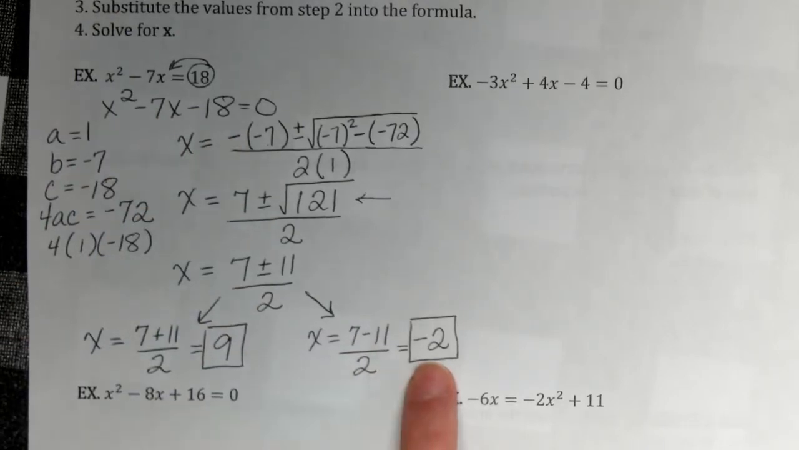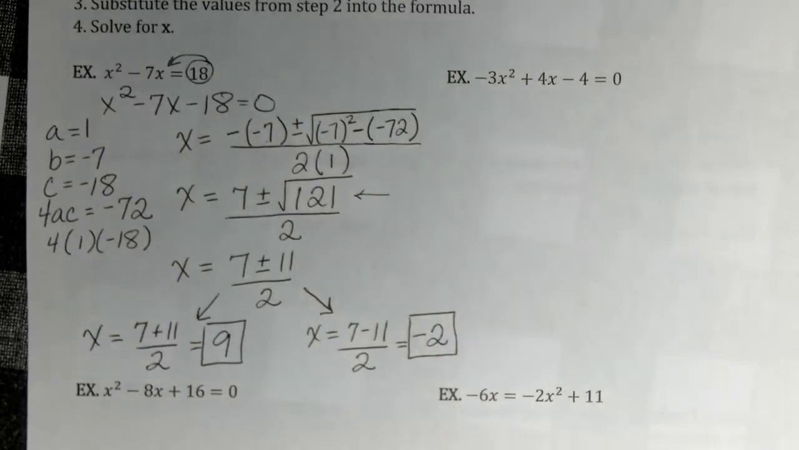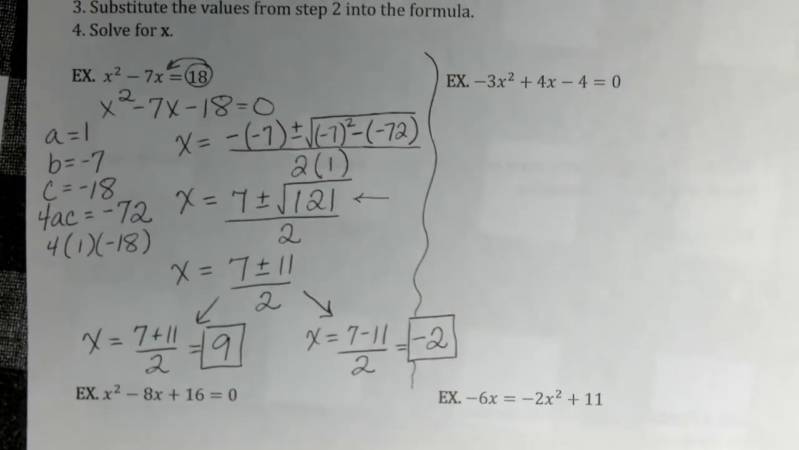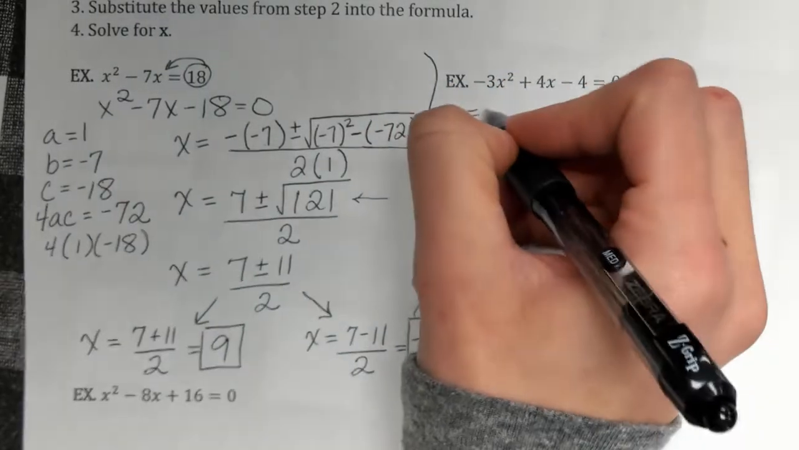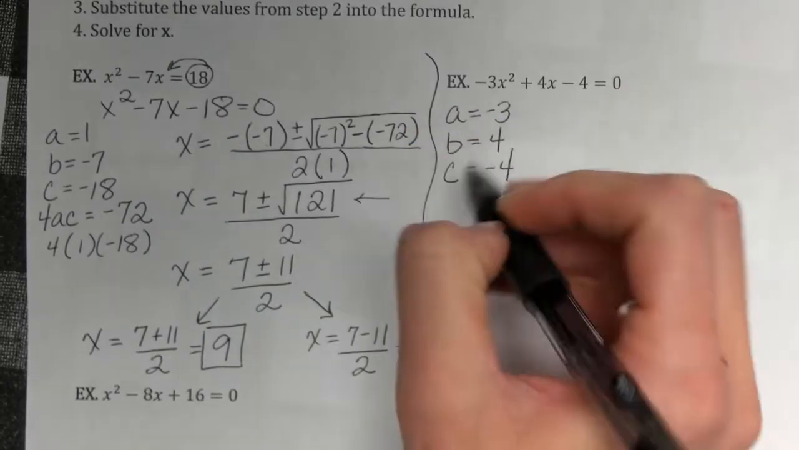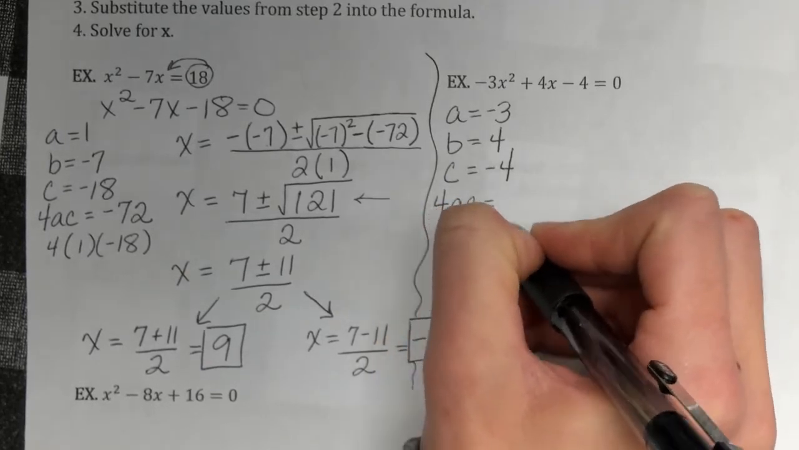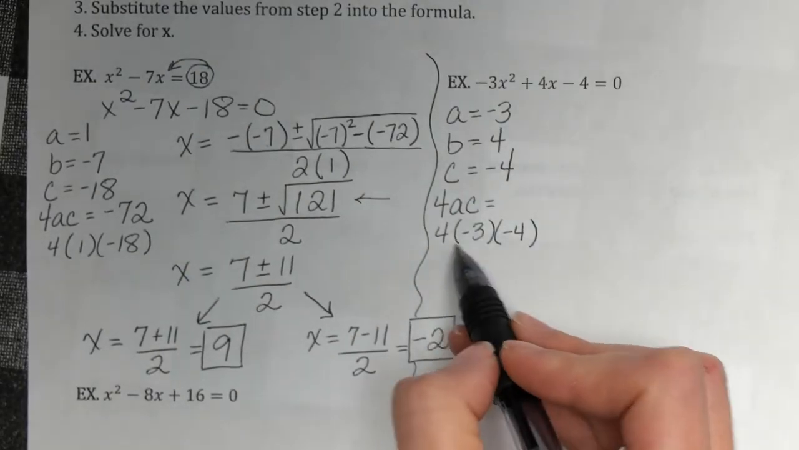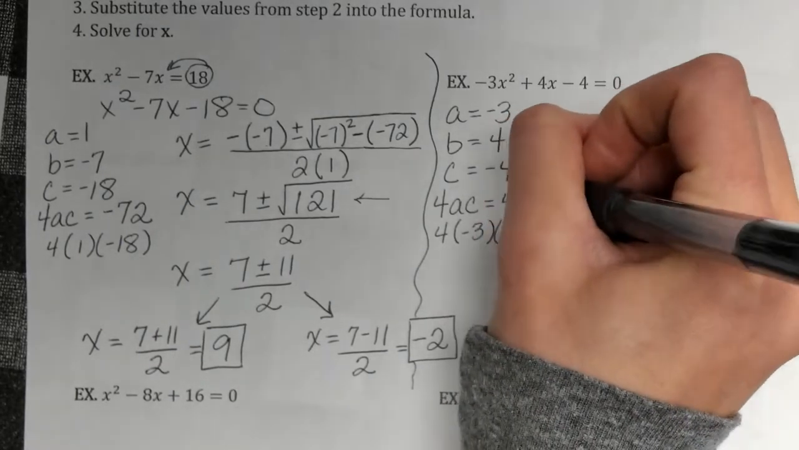Okay? Alright, so the next example, I've got negative 3x squared plus 4x minus 4 equals 0. With the quadratic formula, it is okay if your leading coefficient is negative. Okay? So here, it's already equal to 0. I'm going to list my values. So a is equal to negative 3, b is equal to 4, c is equal to negative 4. And then for AC, I'm doing 4 times negative 3 times negative 4. So you're going to have a negative 12 times a negative 4, which is going to give you positive 48.